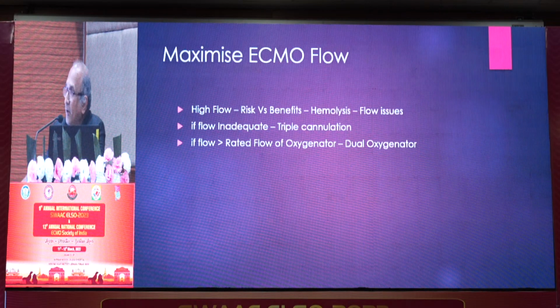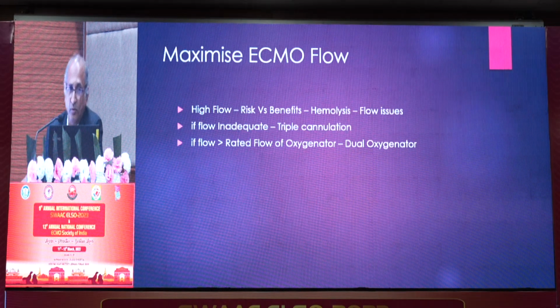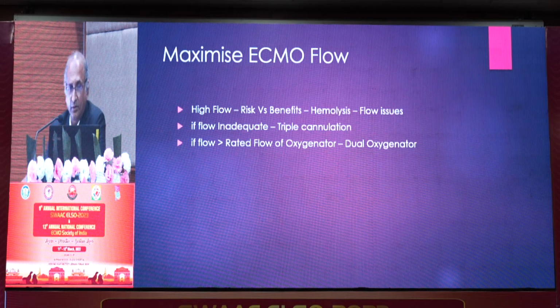Next is maximizing the blood flow. You have to maximize the blood flow, but it carries a risk of hemolysis. If you go higher on the flow, it carries a risk of hemolysis. You have to balance the adequacy of support and the safety of support. So you have to balance how much flow you can give, how much you can go up on the flow. If the flow is inadequate, you can put an additional cannula to get better flow. And if the flow requirement is more, like in sepsis, where it might be more than 7 liters, 8 liters, in that case you might have to think of putting an additional oxygenator or dual oxygenator.